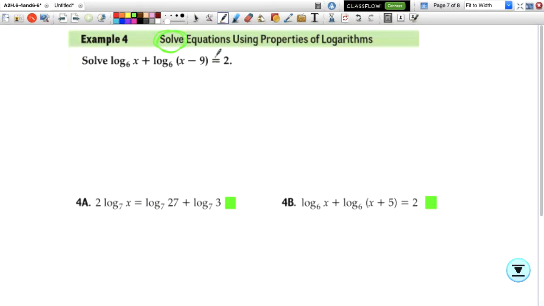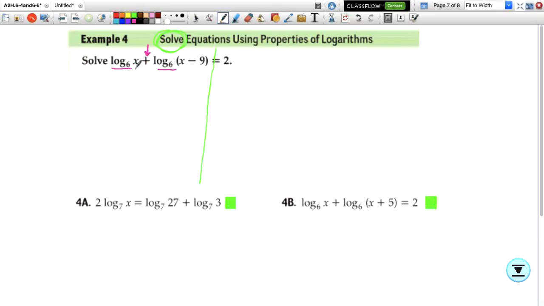So we're going to ignore this equal sign right now. Here's our wall, just like a normal equation. And I'm going to simplify it as much as I can. So I notice these are both log base 6s, which is good. It means I'm going to be able to combine them. I notice that it's an addition problem. So hopefully you're like, oh, if we're adding them, that's one of our properties.